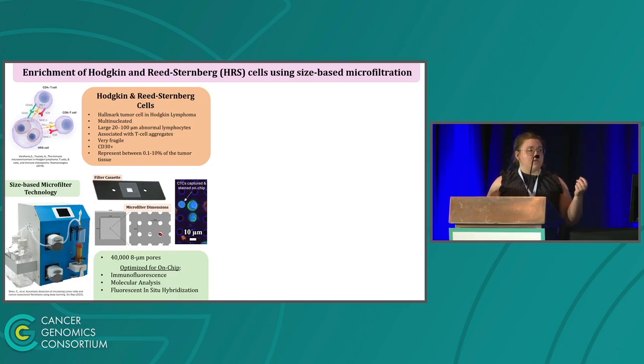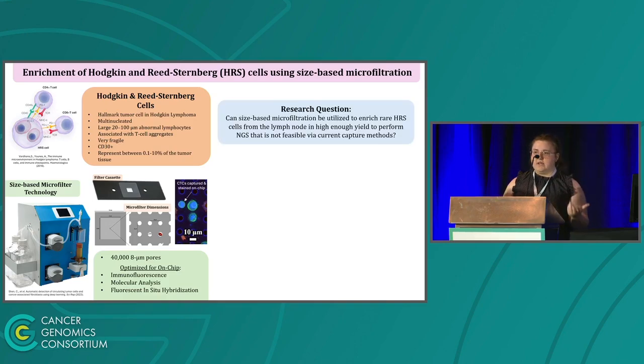Given the very large size of the HRS cells, we asked the question, can we utilize this technology to enrich for the rare HRS cells in the lymph node at a high enough rate to do some of these assays and study these cells in ways that are currently not very possible and feasible?